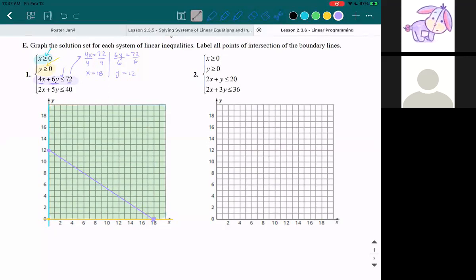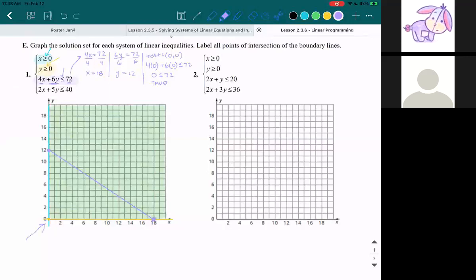We need to figure out if we want to shade above or below. Once again, it's easiest to test out 0, 0. So I'm going to test out our origin and plug it into our inequality. It says 4x, so 4 times 0, plus 6y, so 6 times 0, is less than or equal to 72. 4 times 0 is nothing, 6 times 0 is nothing, so we end up with 0 is less than or equal to 72. And this is true.